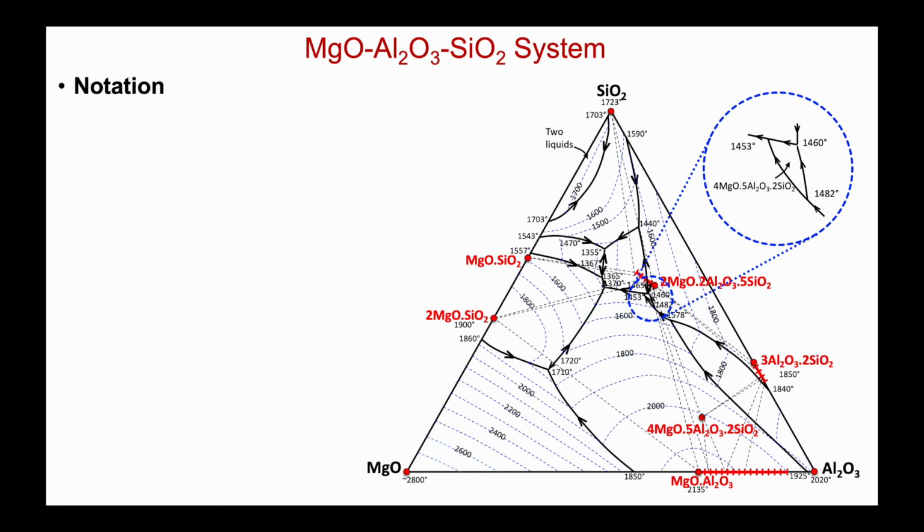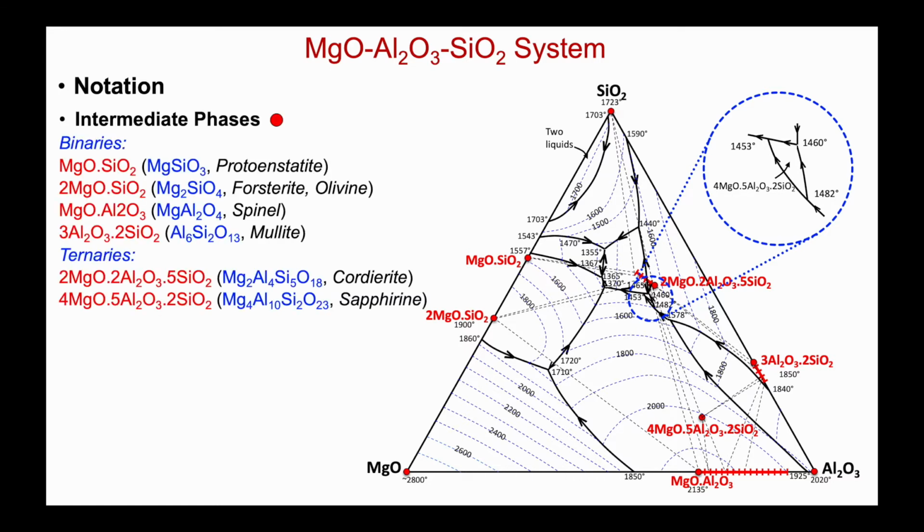So here I've redrawn the diagram, and the first thing to do is to make sure that we understand the notation and all of the various compounds that are represented in the system. And in blue here you see part of the diagram where it's a little bit congested is blown up. We'll come to that section later. First, with respect to notation, the intermediate phases are shown here in red, and there's a number of them.